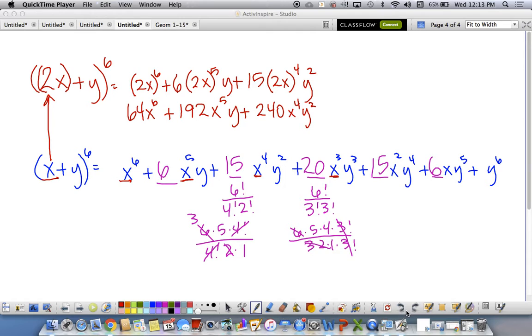Alright, okay, so next we were at 20 times 2x to the third and y. Then 20 times 2x to the third, y to the third. So 2 cubed, 8 times 20. I think that's 160. Why does it get smaller? Why did these go up and then get smaller?